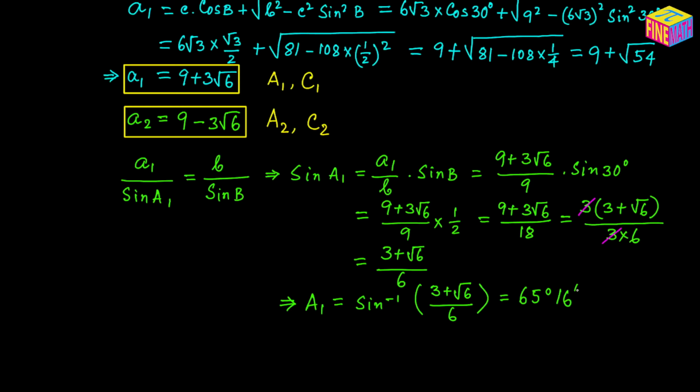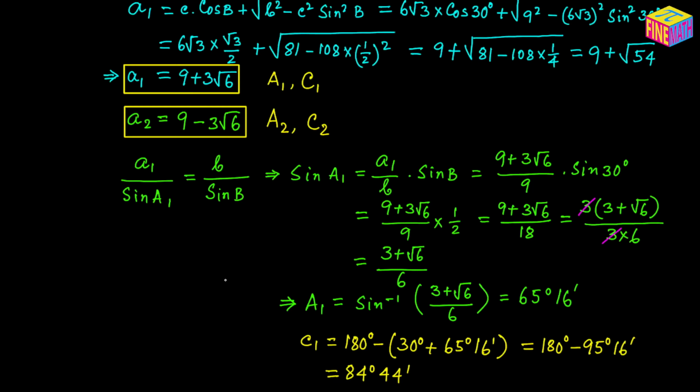Let's quickly calculate the value of C sub 1. C sub 1 will be equal to 180 degrees minus the sum of B and A sub 1. Now what is B here? B is 30 degrees in our example, and A sub 1 is 65 degrees and 16 minutes. This is equal to 180 degrees minus 95 degrees and 16 minutes, and that will be equal to 84 degrees and 44 minutes.